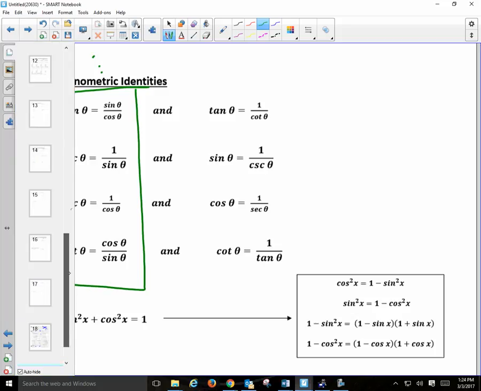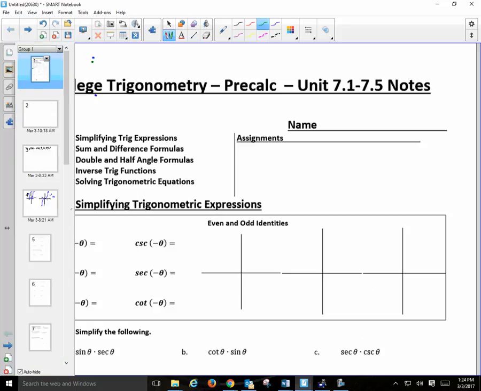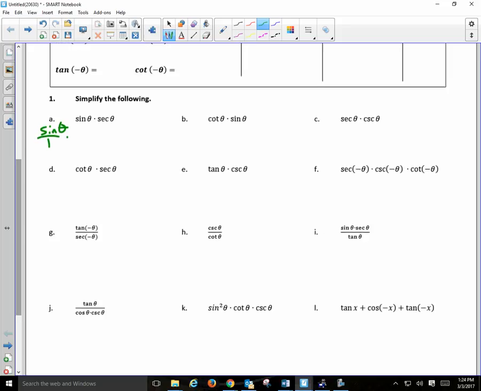So those are the pieces I put together for you. If you want to rip that off and have it in front of you, that's fine. But I have 1 over cosine. That gives me sine of theta over cosine of theta. Does that sound familiar? Sine over cosine is tangent of theta. Cool. See that? Try the next one.